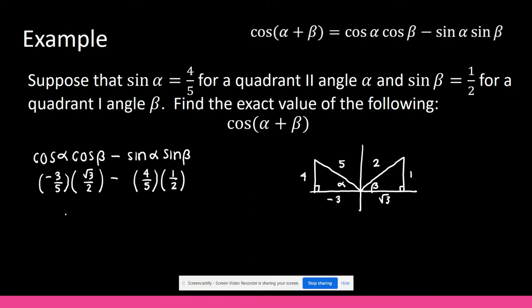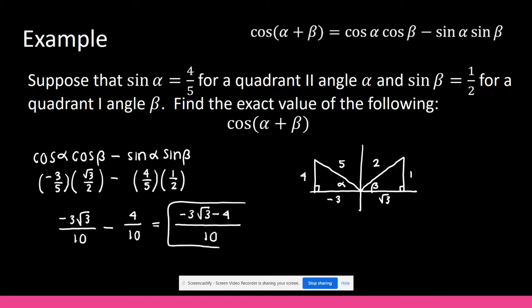So negative 3 times the square root of 3 is negative 3 root 3, and that would be all over 10, because 5 times 2 is 10, minus 4 times 1 is 4. Well, technically you could reduce down that fraction, but because I want to combine the fractions, notice that they already have that common denominator, so I'm going to leave it as a 10. And so negative 3 root 3 minus 4 goes in the numerator, all over 10. This would be my answer.